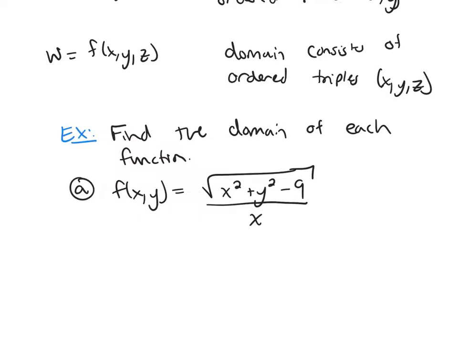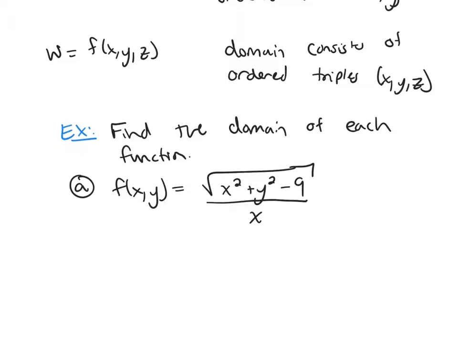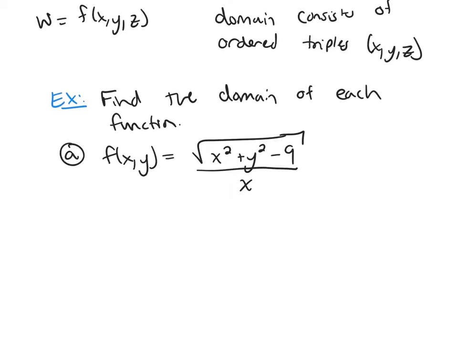And so usually when you're looking for domains, I always ask myself, what can't I do, or what goes wrong here? Well, the first thing I see is I'm dividing, and you can't divide by 0. So I need to make sure that the denominator is not 0.